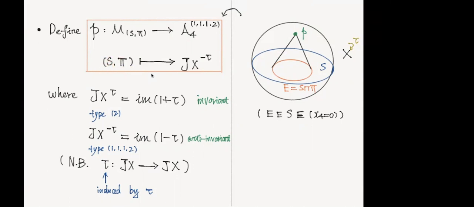Then I look at X. I consider the intermediate Jacobian of this X, and the involution tau induces an involution on this intermediate Jacobian. So this JX is just the intermediate Jacobian of the cubic threefold. Then we define this invariant part and anti-invariant part by taking the image of 1 plus tau and the image of 1 minus tau.